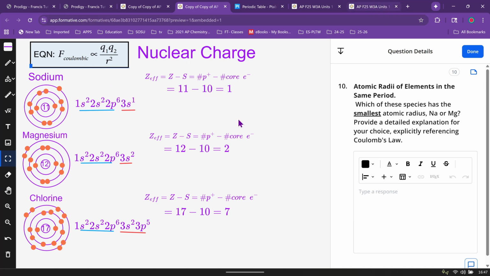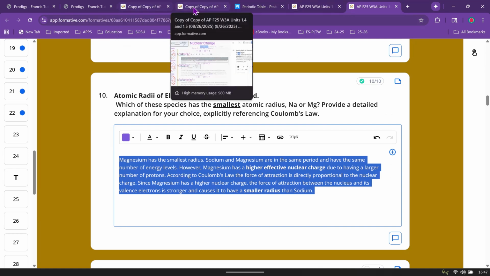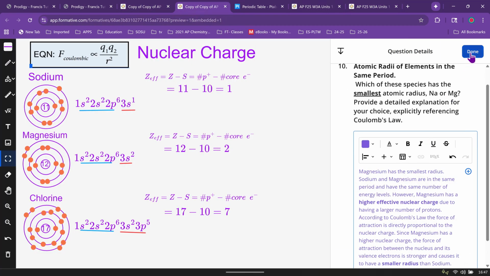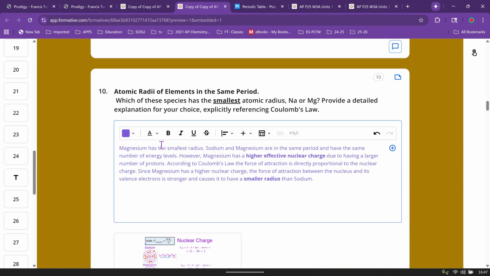Now, what does that look like as far as a written explanation? Let's go ahead and take a look, and let's see if we can put this into words and make sense of it and see how that matches our picture. If we notice, I asked which of these species is the smallest, and what did I start off my answer with? Magnesium has the smallest radius. Is it any wonder what my answer is? Is anyone questioning that I think magnesium has the smallest radius?